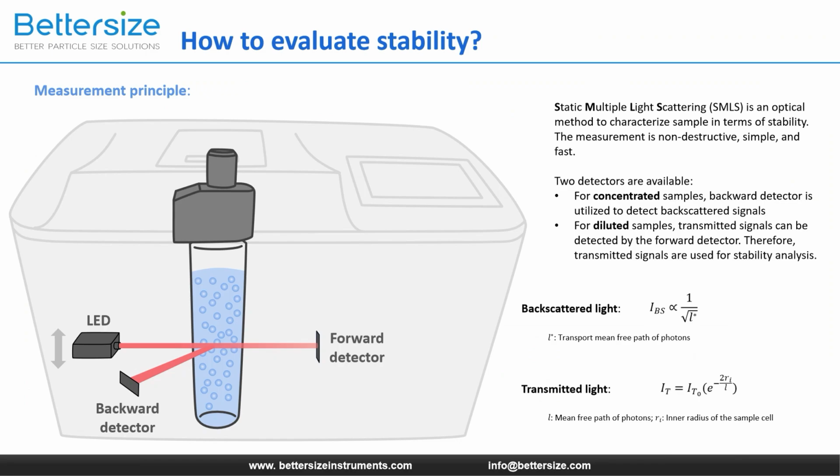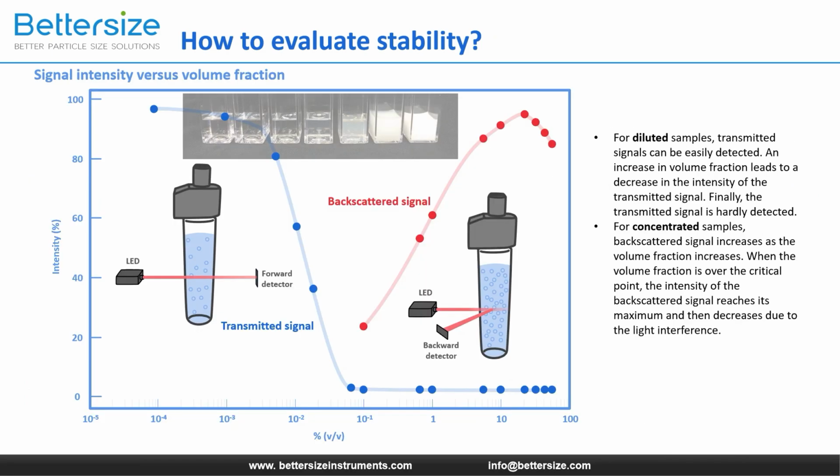The backscatter signal is related to the transport mean free path of photons. If the sample is clear or transparent, we can use the transmit signal. The transmit signal is related to the mean free path. Mean free path and the transport mean free path are related to the size and the concentration of the suspended substance. According to the last slide, we know that the transmit and the backscatter signals are related to the size and the concentration. Here I present the change curves of transmit and the backscatter signals with different volume fractions.